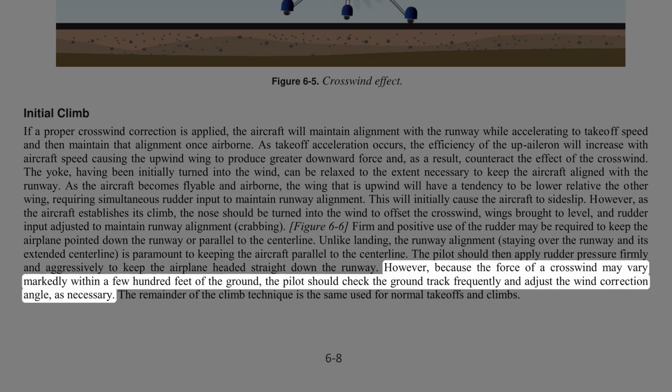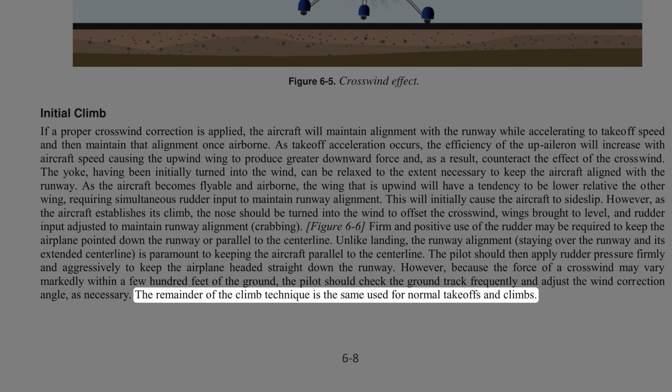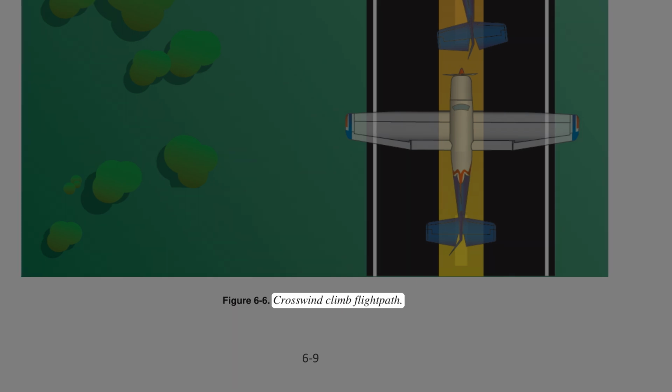However, because the force of a crosswind may vary markedly within a few hundred feet of the ground, the pilot should check the ground track frequently and adjust the wind correction angle as necessary. The remainder of the climb technique is the same as that used for normal takeoffs and climbs. 6-6. Crosswind climb flight path.